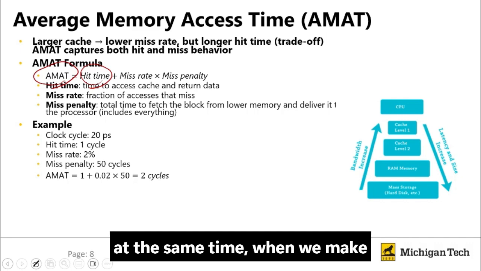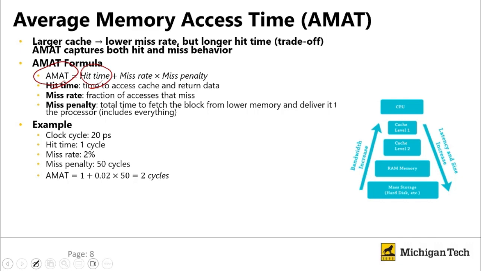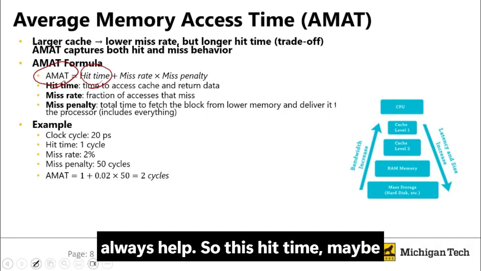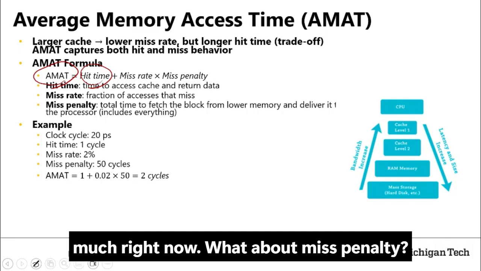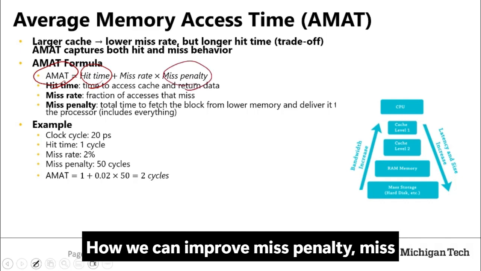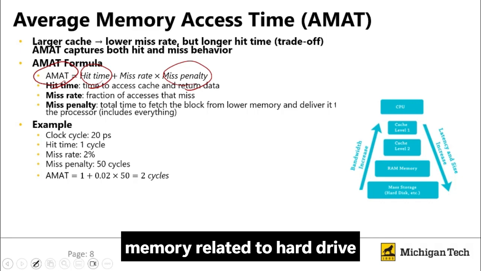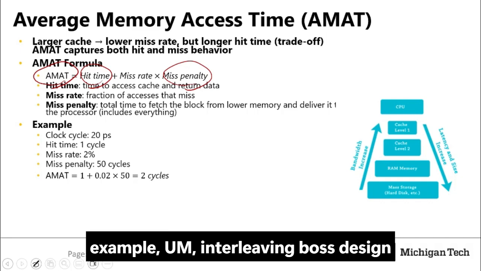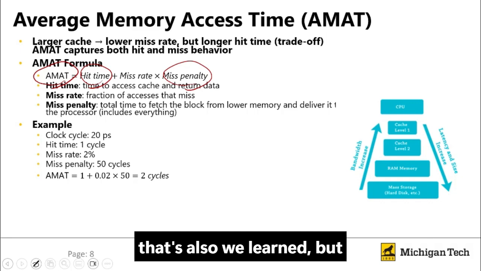But at the same time, when we make the cache smaller, the miss ratio goes up. That's why a multi-layer cache always helps. So for hit time, maybe we don't play with it that much right now. What about miss penalty? How can we improve miss penalty? Miss penalty relates to memory, related to the hard drive, and we can use, for example, interleaving and bus design to improve miss penalty. That's also something we learned.